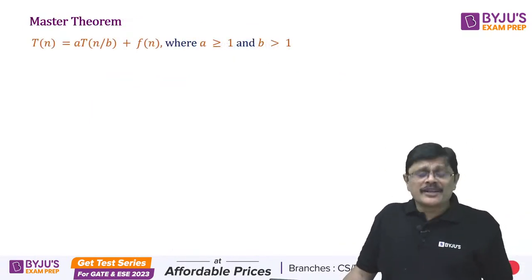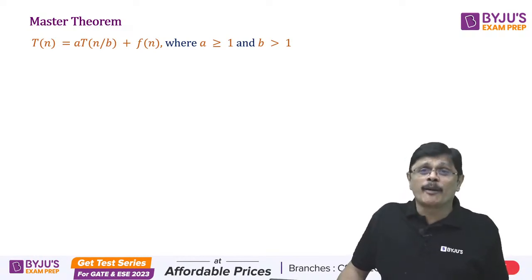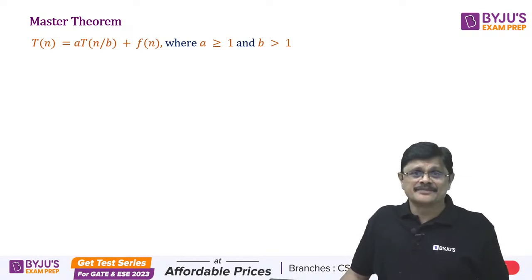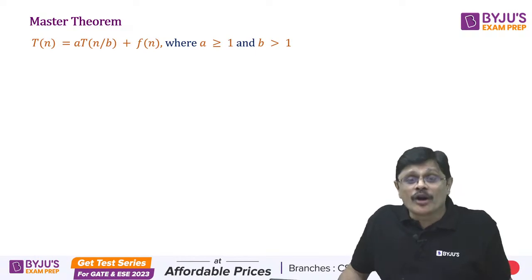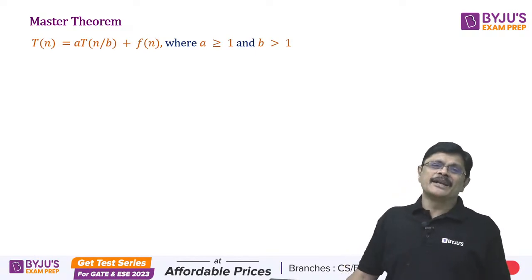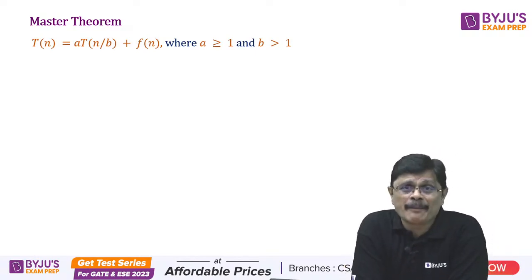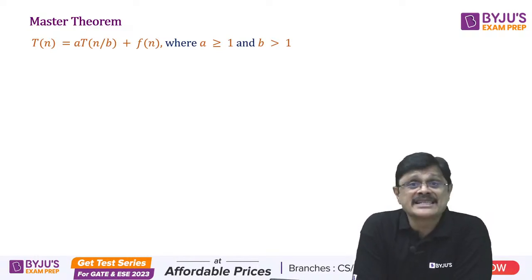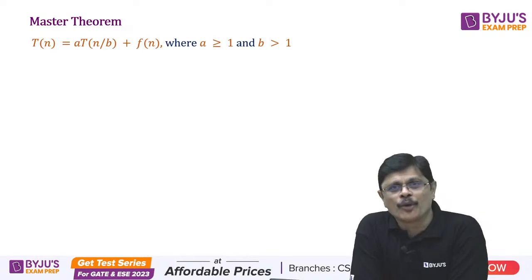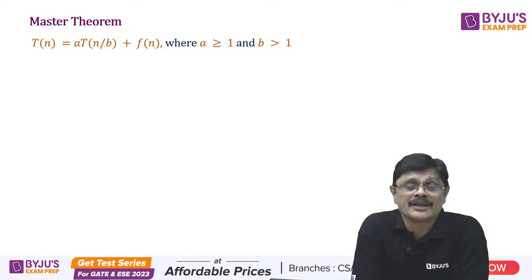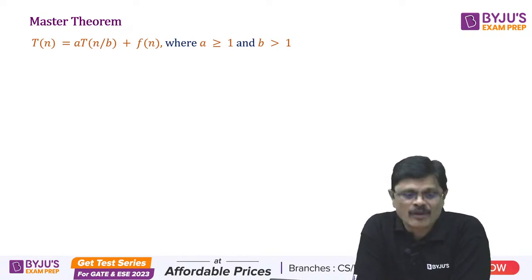Most divide and conquer problems result in a particular form of recurrence relation, called the divide and conquer recurrence relation, which is of the form T(n) = a T(n/b) + f(n), where a is greater than or equal to 1 and b is greater than 1. a can be 1 or more, but b should be strictly greater than 1. It cannot be 1.